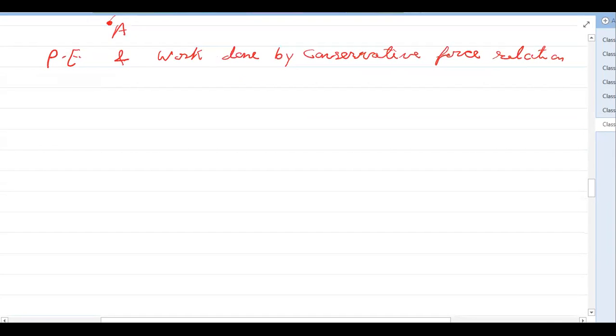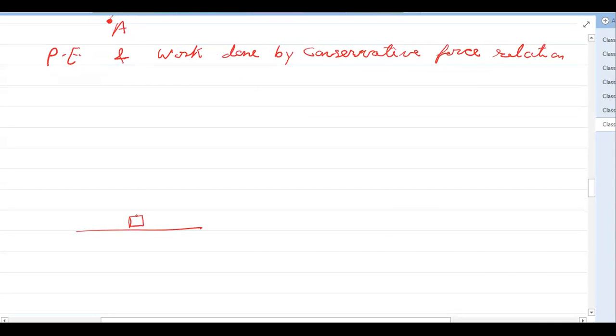So consider gravity. If you have an object, if it is raised to height h, then how much is the increase in its potential energy? Delta U. Is it mgh? The increase in potential energy is mgh.